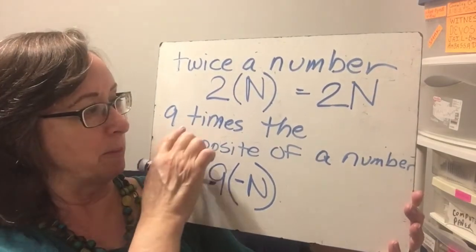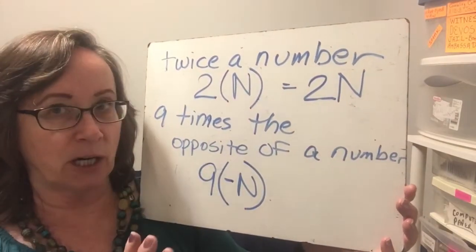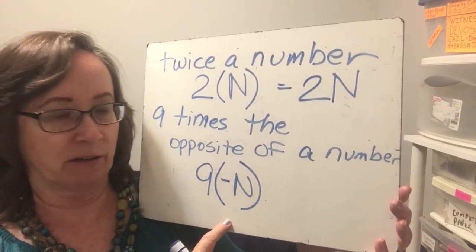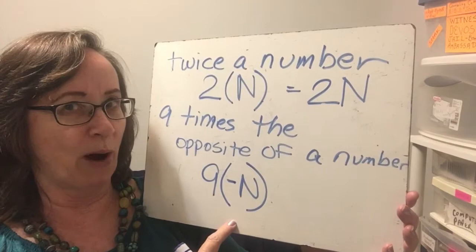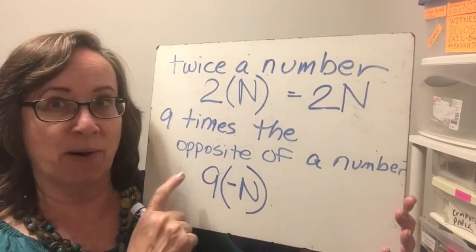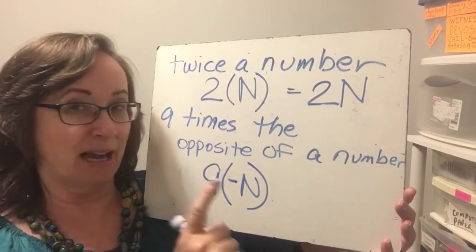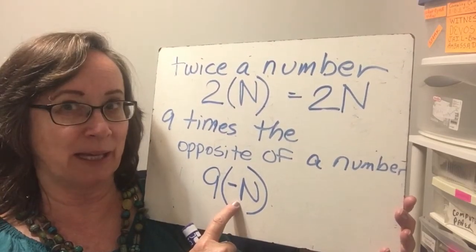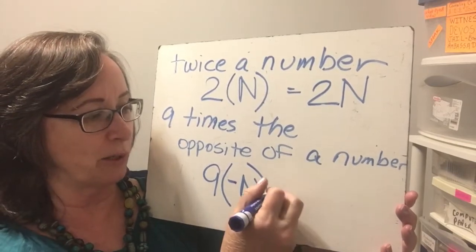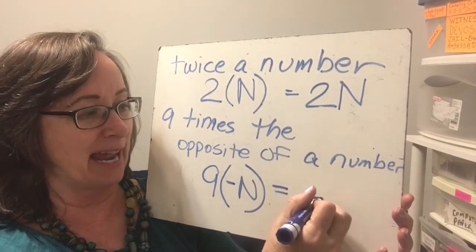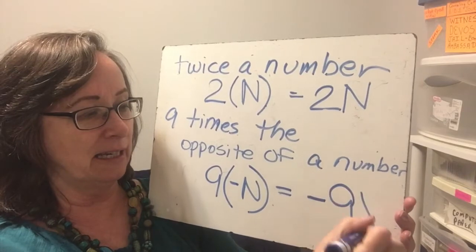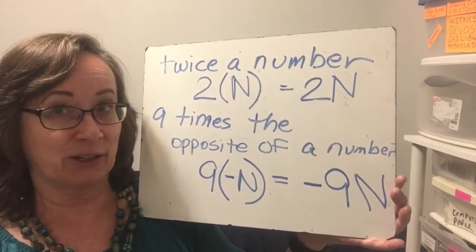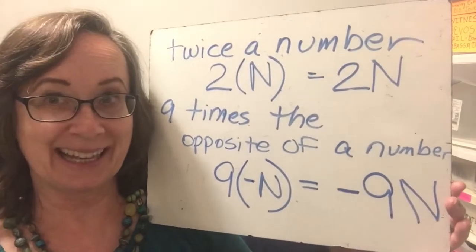Okay, and that would be 9 times the opposite of a number. But could I write that a little bit easier? Okay, what is it when I have a positive 9 times a negative number? Positive times negative is going to be a negative. So could I say that this is a negative 9n, or the opposite of 9n? I could simplify it just like that.